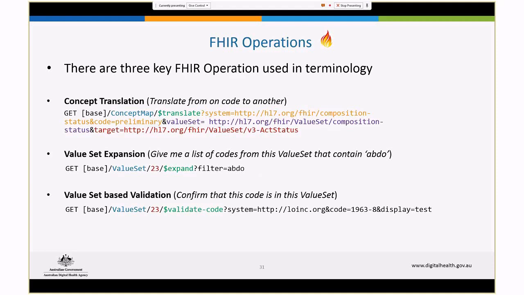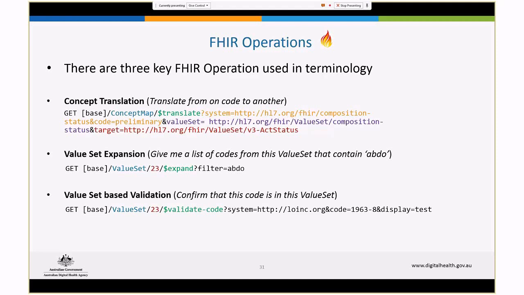And the last one is value set based validation. And this is really where you receive a code from someone and you want to check, is that in one of my value sets? So once again, we're saying value set 23 is the value set I'm interested in. Dollar validate code, which is the operation. And then question mark, this is the code I'm validating. It has a system of loinc.org. It has a code of 1963-8 and the display text of test.